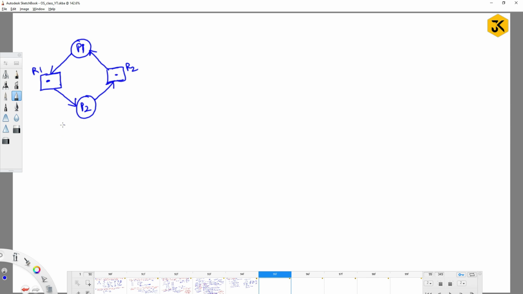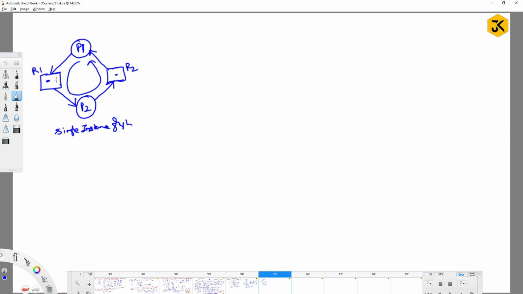I can call this a single instance graph. Single instance graph. Guys, is there a deadlock here? Just think about it. Yes, deadlock is occurring. The reason is you observed a kind of loop.